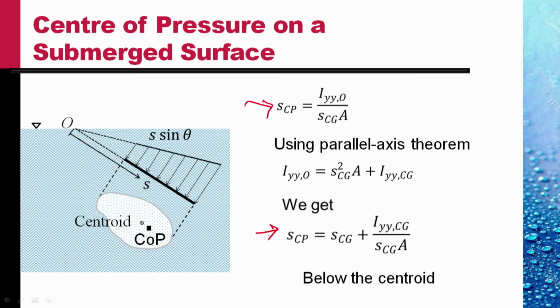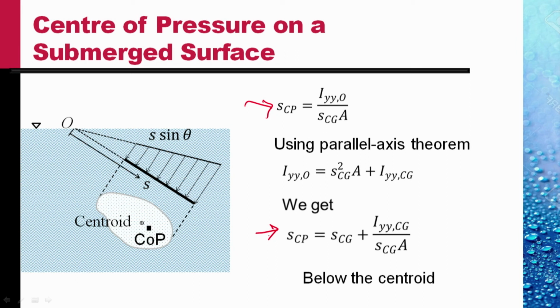S_CP, the location of this center of pressure, as the location of the CG, S_CG, plus I_YY about CG divided by S_CG A. So clearly the center of pressure is always below the center of gravity.